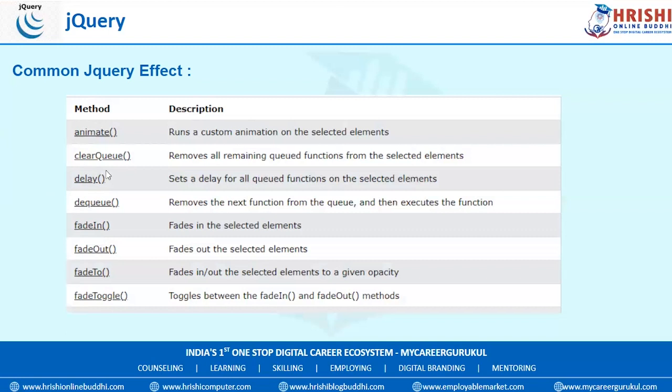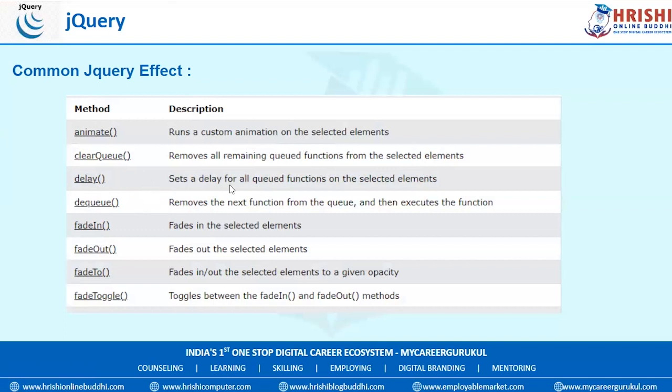Then comes clearQueue. It removes all the remaining queued functions from the selected element. That means, for example, there are multiple functions for a selected element, and if you apply clearQueue for that element, then all the remaining functions will be deleted or removed for that element. Then comes delay.